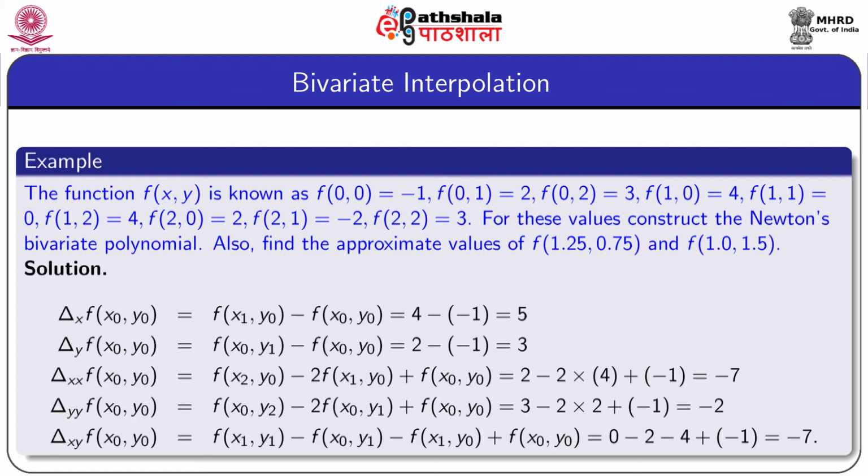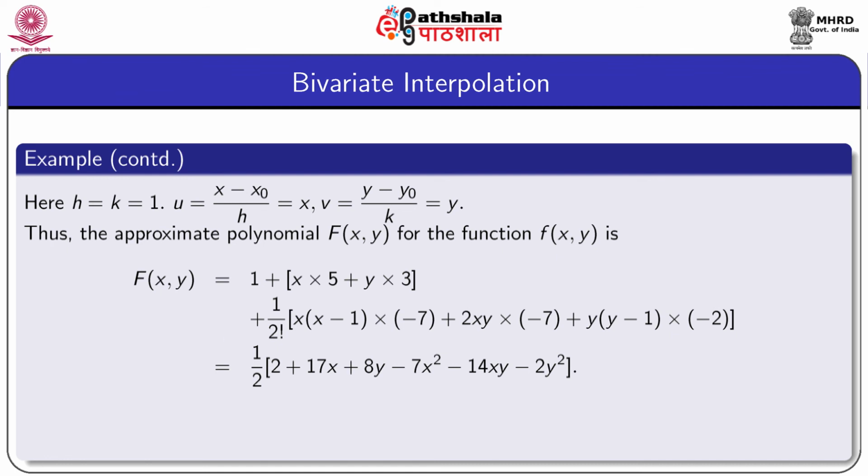So, for this problem, delta x of f of x0 y0 equal to f of x1 y0 minus f of x0 y0 equal to 4 minus of minus 1, that means the value of f of x1 y0 equal to 4 and the value of f of x0 y0 equal to minus 1. Thus, finally delta x f of x0 y0 equal to 5. Similarly, delta y f of x0 y0 equal to 3 and delta xx f of x0 y0 is equal to f of x2 y0 minus 2 f of x1 y0 plus f of x0 y0, which is equal to 2 minus 2 into 4 plus of minus 1, and this is equal to minus 7. Similarly, delta yy of f of x0 y0 equal to minus 2 and finally, delta xy of f of x0 y0 equal to minus 7.